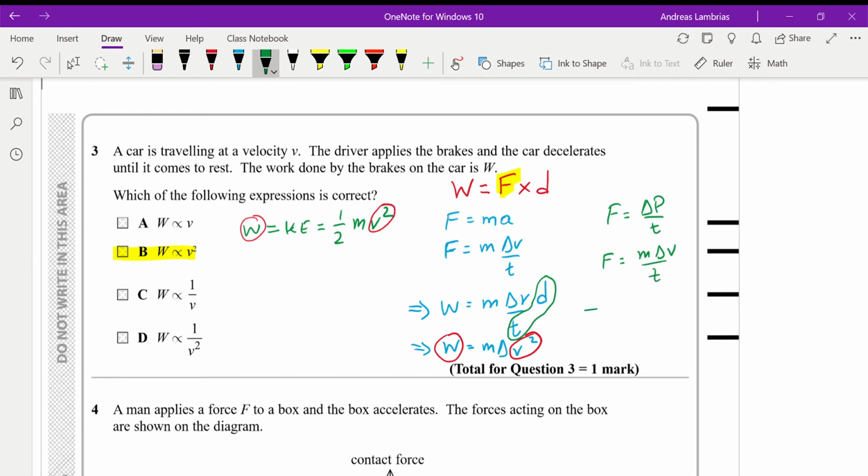And again, we do the same thing. We substitute that formula for force into the work formula. Therefore, we have change of velocity over time times d, same as before, d over t, distance over time, that will be velocity. Therefore, we end up in exactly the same thing. So work is proportional to velocity squared. So three different approaches to this one: first approach, second approach, third approach. All of them give us the same answer.